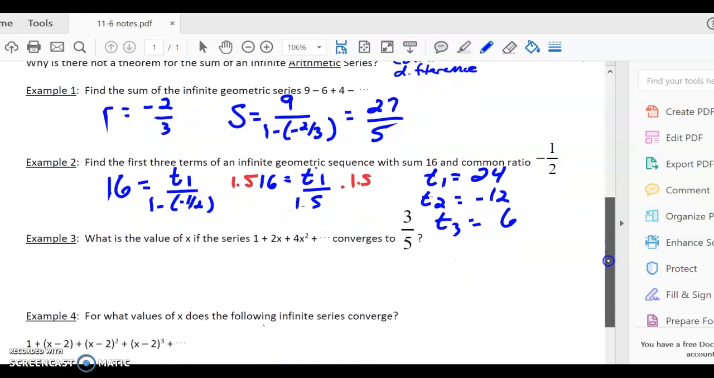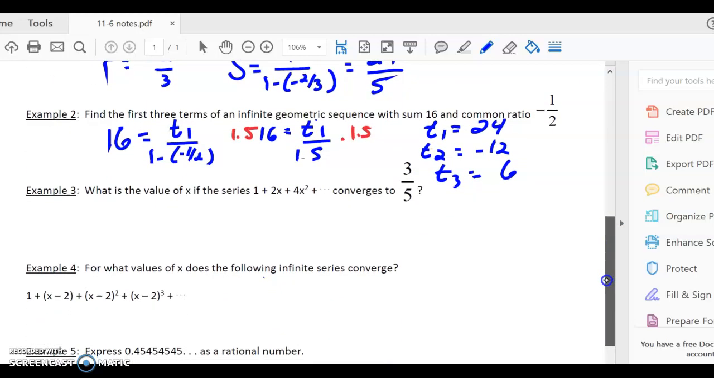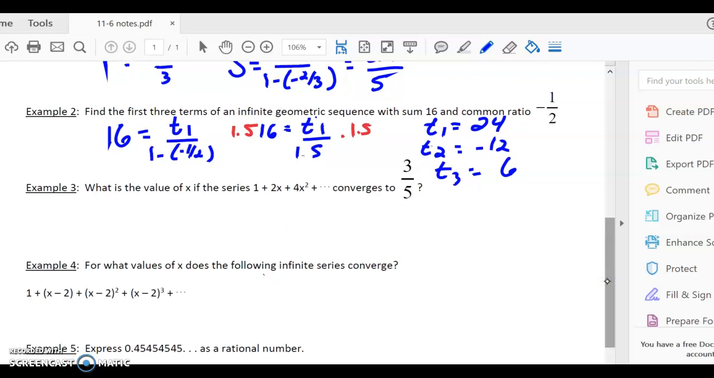Example 3. What is the value of x if the series converges to 3/5? By using the word converge, they're telling you that the absolute value of r has to be less than 1. So we can use that to our advantage. Going up to the formula, we know 3/5 is the sum. We can tell that the first term is 1, over 1 minus, and if we look at this, the 2x is the second term of the sequence. So that means that r must be 2x.